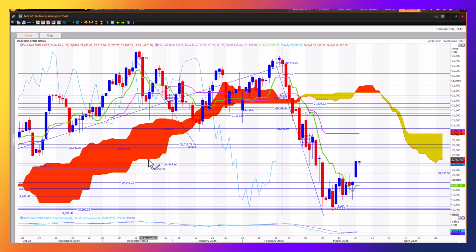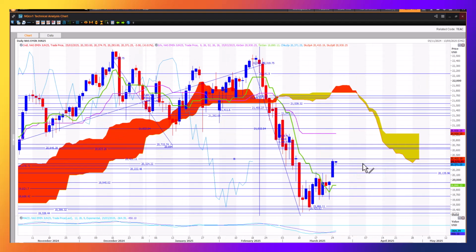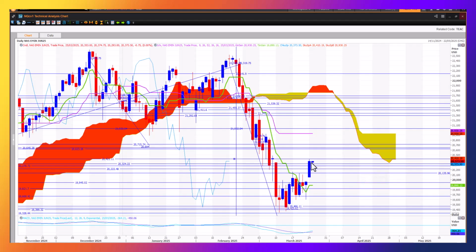Previous support zone of the cloud that used to be a support zone on the way up, it's now a resistance zone. You can see briefly it almost touched that zone to the upside, but we can see this move consolidate in between that resistance zone and the turning line of the Ichimoku cloud. So that should be another rebound swing trade buy zone.